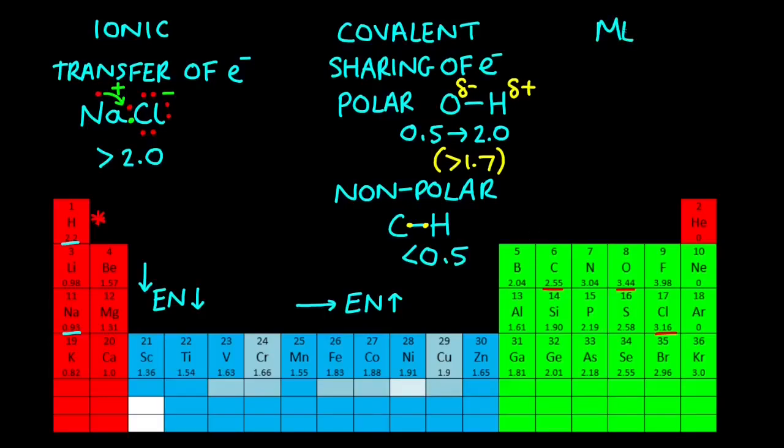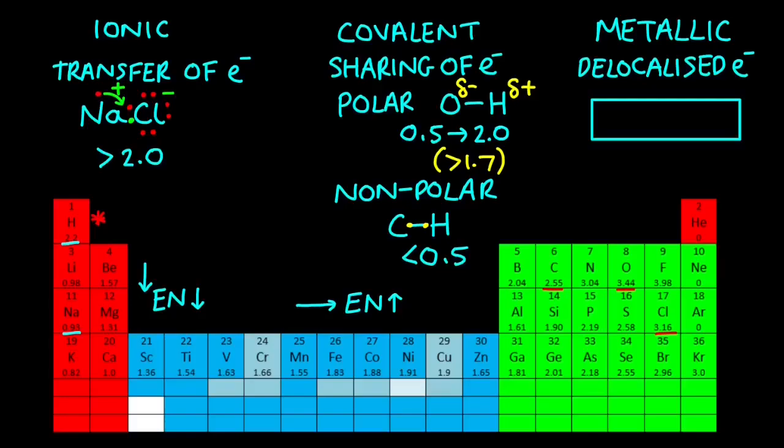Now metallic bonds involve electrons that are free to move around, or they're delocalized. So for example, if you have a metal lithium bar, you get the lithium atoms being ionized, leaving the core, and the electrons are basically free to move around.